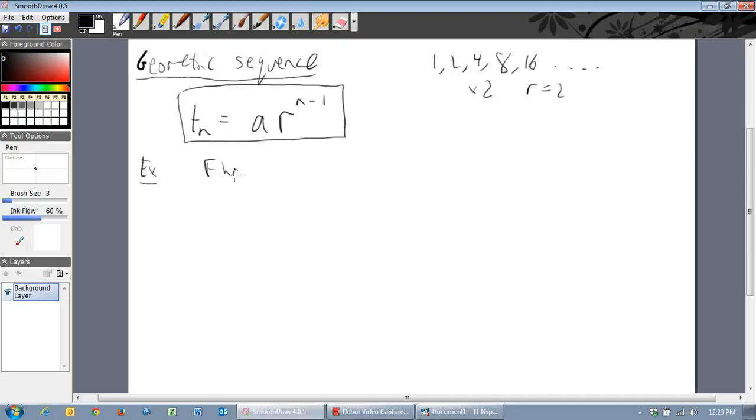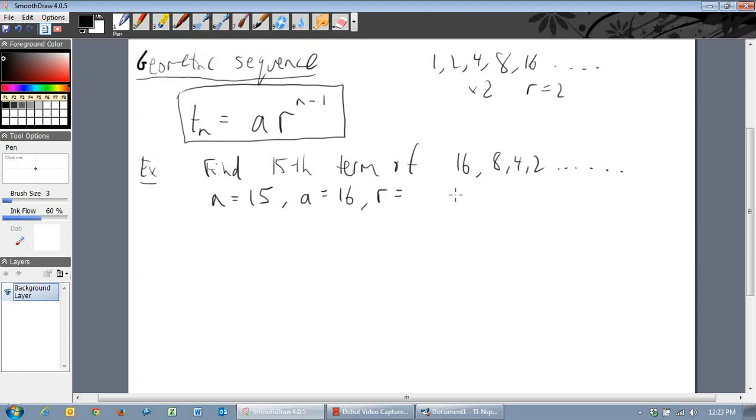So find the 15th term of 16, 8, 4, 2, dot, dot, dot. Okay, find the 15th term of this. Alright, let's write all that information down. What's n equal to? We want the 15th term, so n will be 15. What's the first term? The first term is 16.